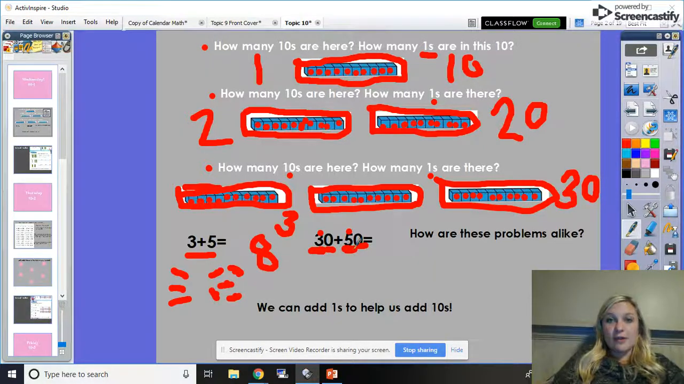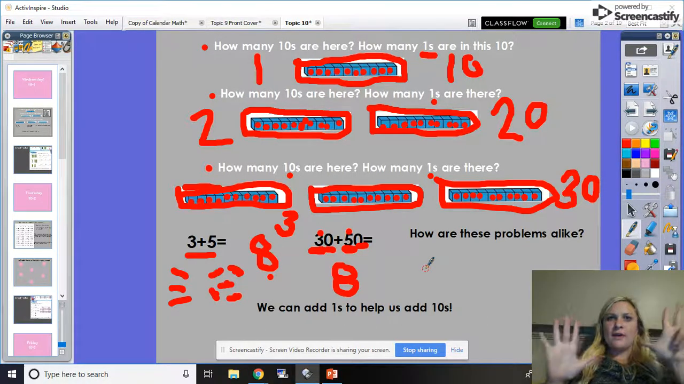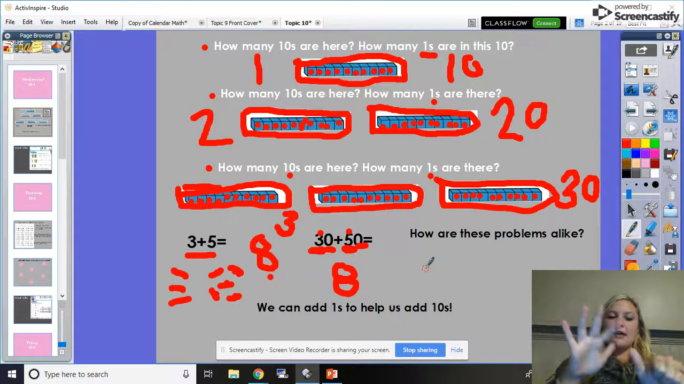And we know that 3 plus 5 is 8 because we just did it over here. So 3 and 5 makes 8. So if I have 8 tens, I can put up 8 fingers and we're going to count by tens, okay? So count with me, okay? We have 10, 20, 30, 40, 50, 60, 70, 80.